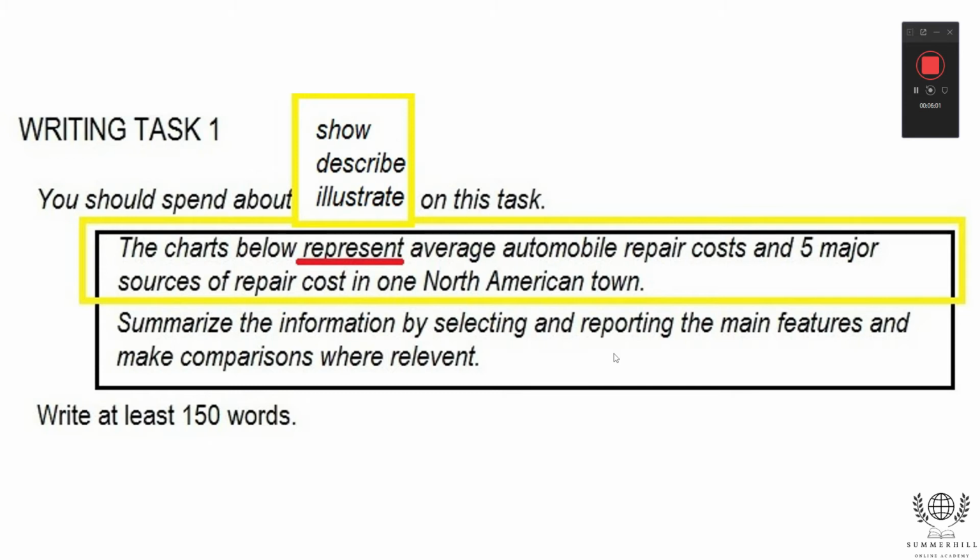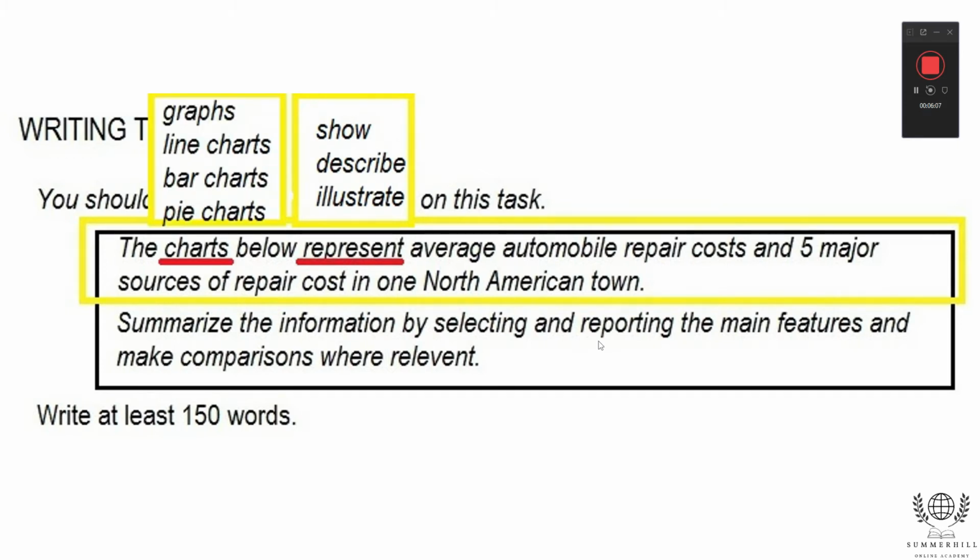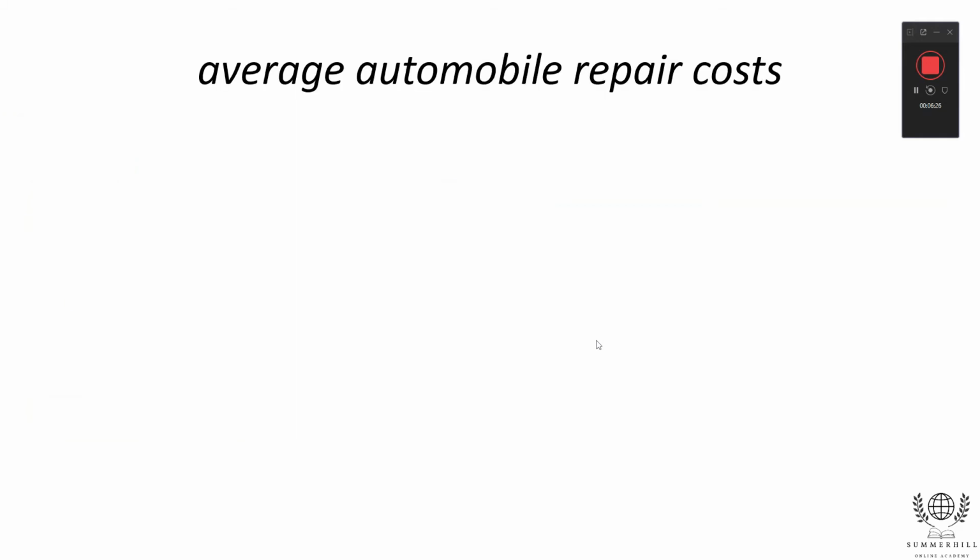Can be changed instead of "the chart below represents" to maybe "shows," "describes," "illustrates," right? Then we can change the word "chart" to "graph," and we can be more specific and say a line chart or bar chart, pie chart. Again, line graph, bar graph, right? Describe them both.